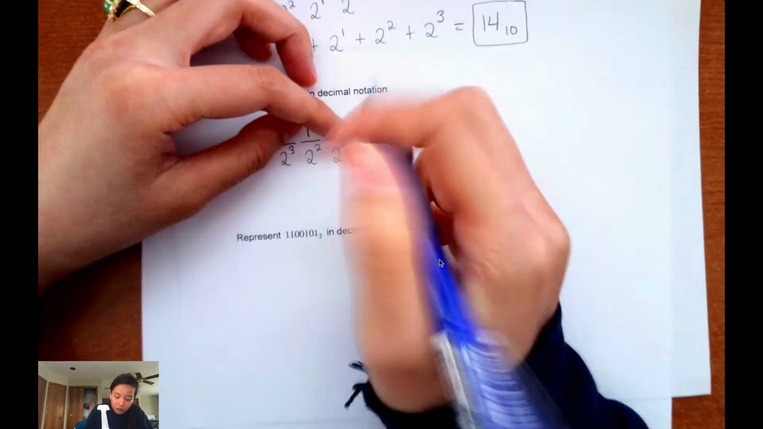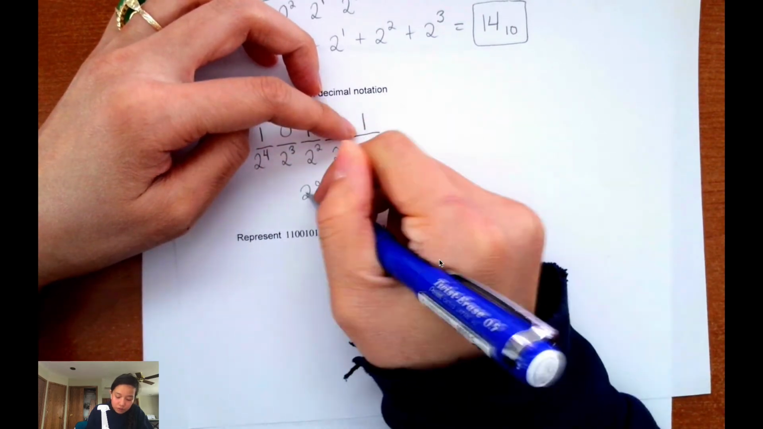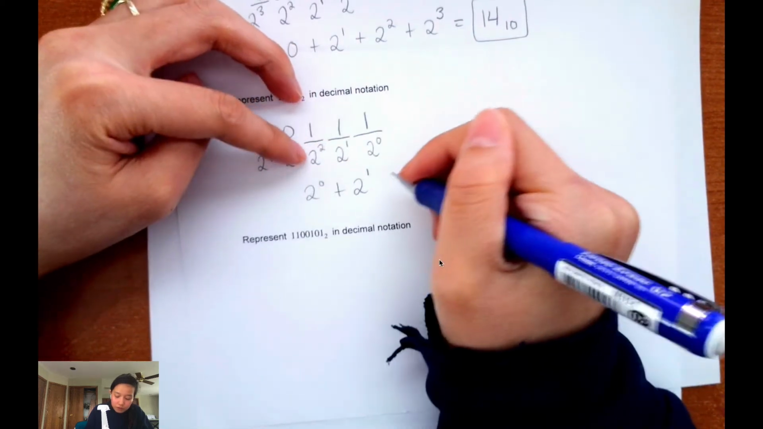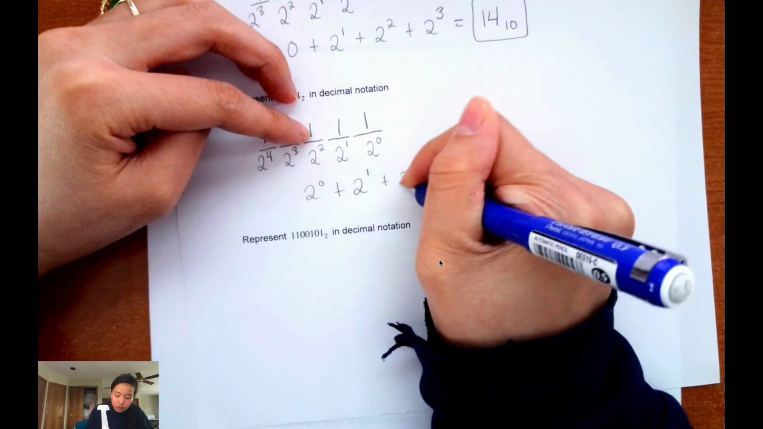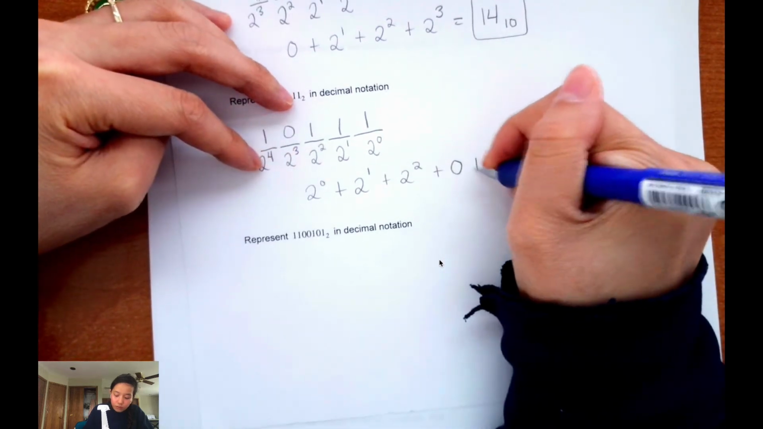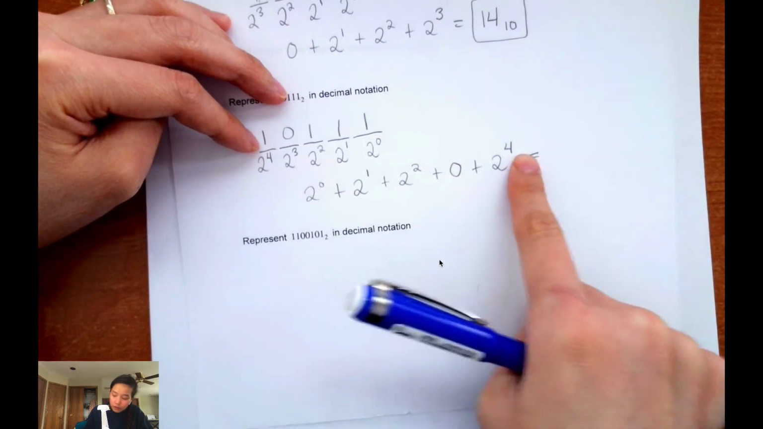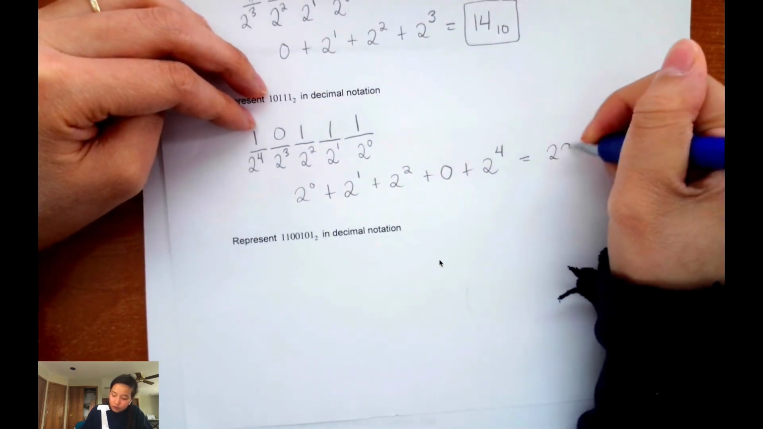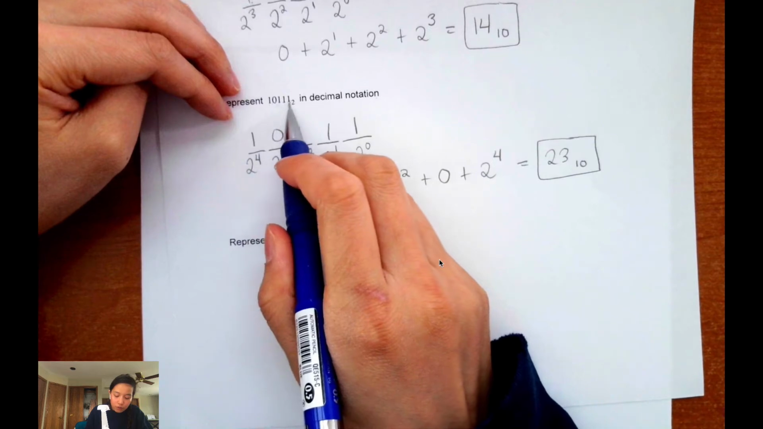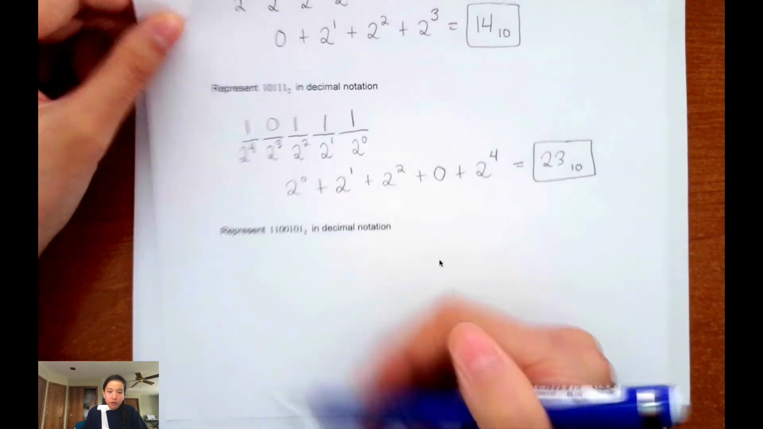And now I would add 2 to the 0th power times 1, which is 2 to the 0th, with 2 to the first power times 1, which is 2 to the first power, plus 2 to the second power times 1, which is 2 to the second power, plus 0 times 2 to the third power, which is 0, plus 2 to the fourth power times 1, which is 2 to the fourth power. And now I'm going to add all that up, and using my calculator, I get 23 base 10. So 10111 base 2 is equal to 23 base 10.